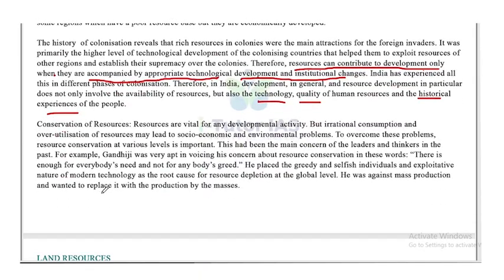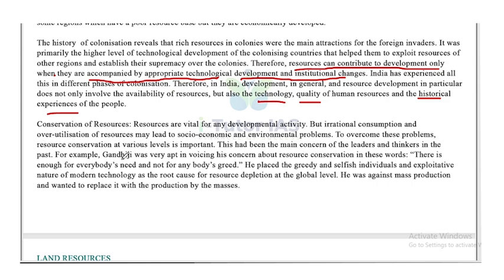Now, conservation of resources. Resources are vital for any developmental activity, but irrational consumption and overutilization of resources may lead to socio-economic and environmental problems. To overcome these problems, resource conservation at various levels is important. This had been the main concern of the leaders and thinkers in the past.